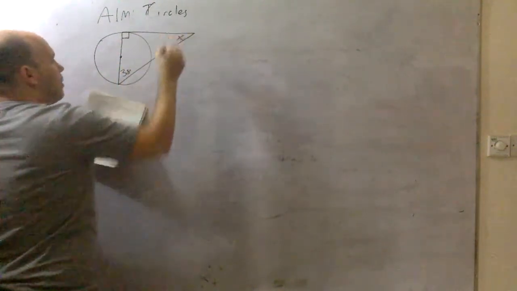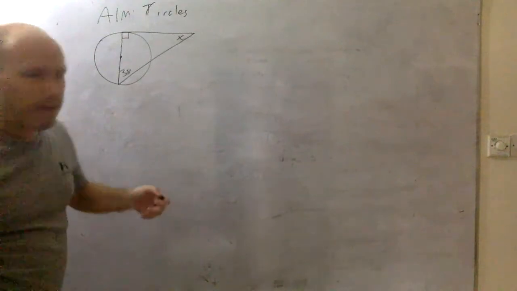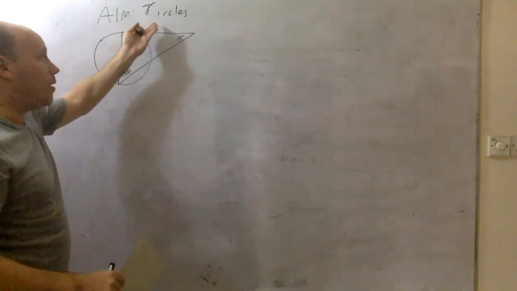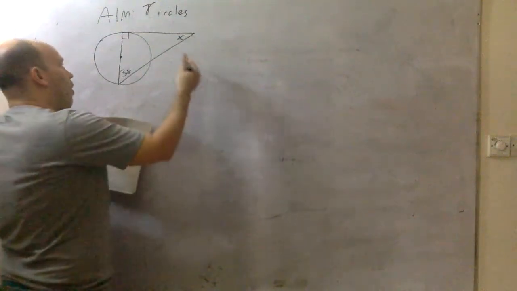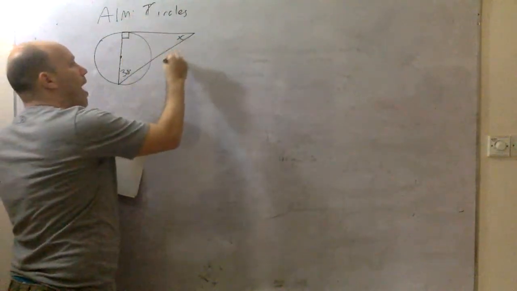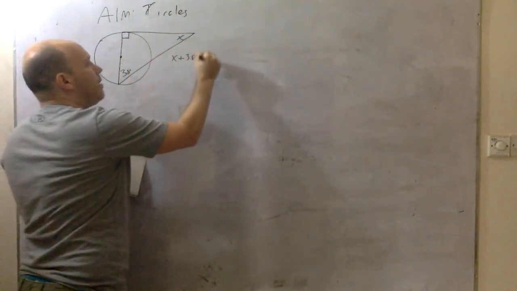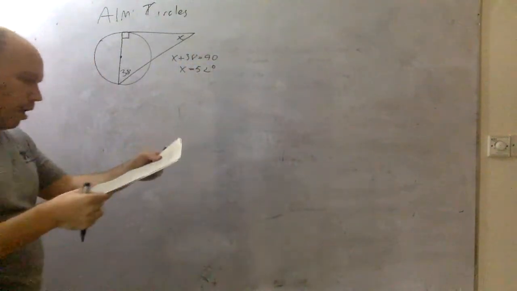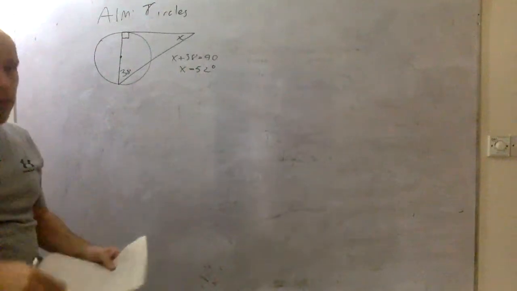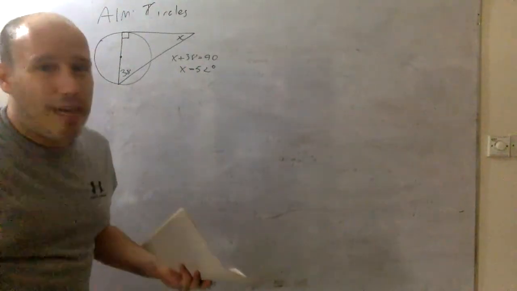Find x. And you would say, oh, you know what? We're told it's a tangent. This line is perpendicular. Therefore, that's a right angle. So x plus 38 is equal to 90. X equals 52 degrees.